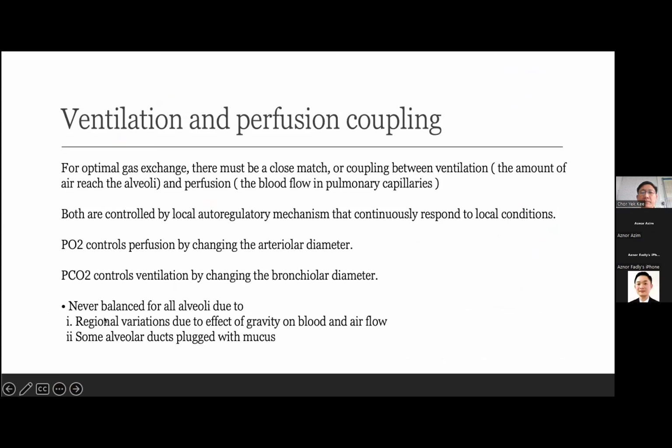Optimal gas exchange involves a very close match of ventilation and perfusion coupling, both controlled by a local autoregulatory mechanism. So PaO2 controls the perfusion by changing the arteriolar diameter. PCO2 controls the ventilation by changing the bronchial diameter. However, we have so many alveoli that it never balances in all of them, because different alveoli have different sizes, some of the alveoli are clogged with mucus, and it is also always based on gravity acting on the blood and the airflow.